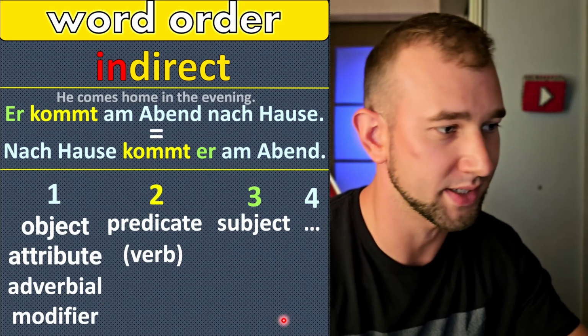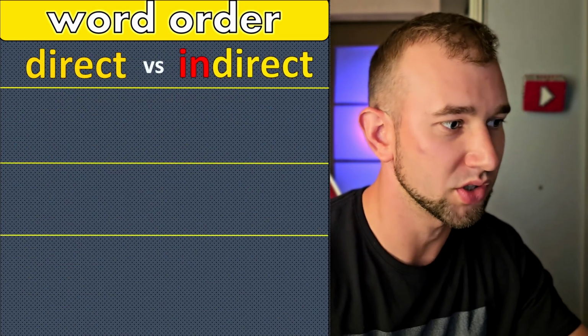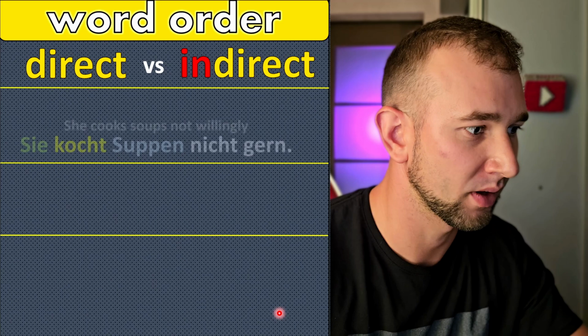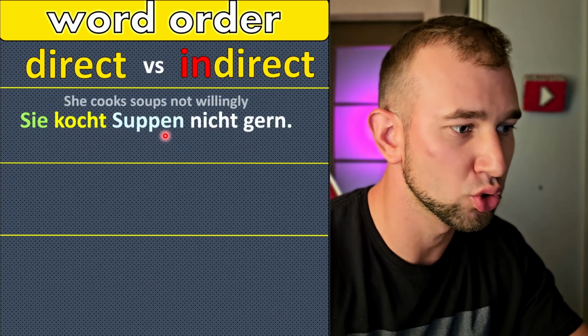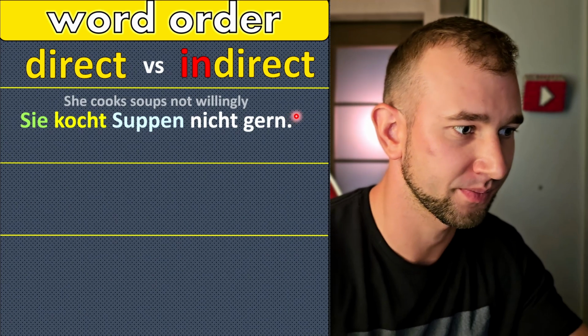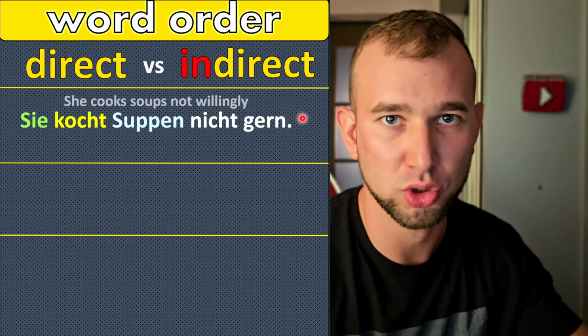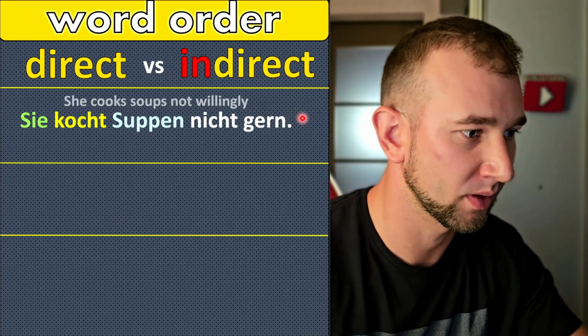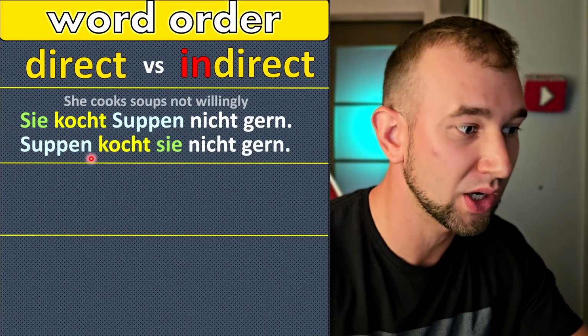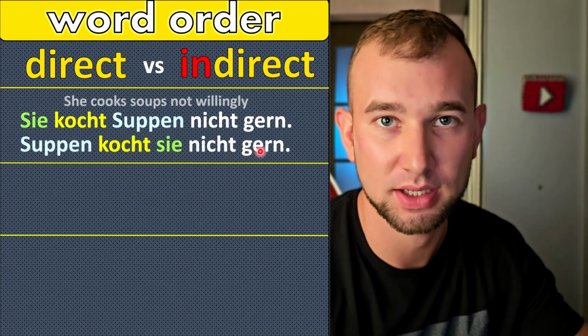Now, let's practice. So, direct versus indirect word order. Sie kocht Suppen nicht gern. She cooks soups not willingly. It's word-to-word translation. Suppen kocht sie nicht gern.